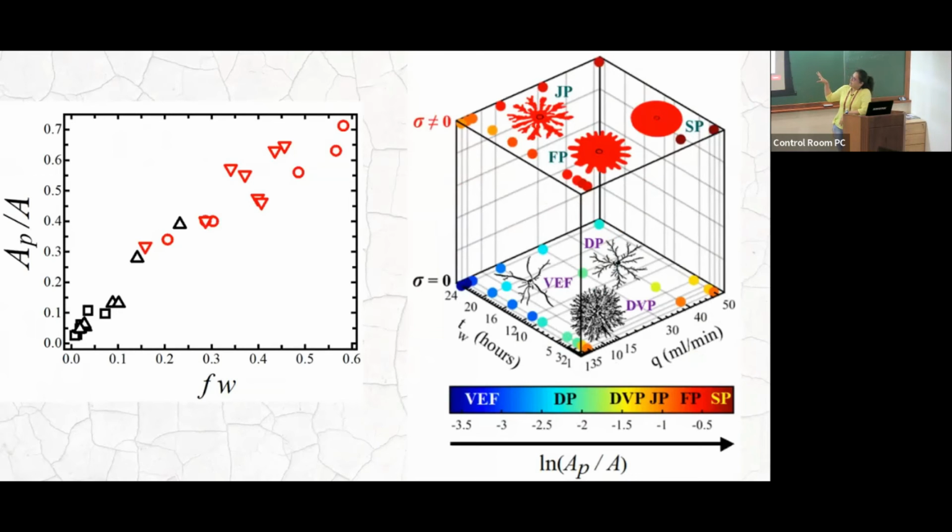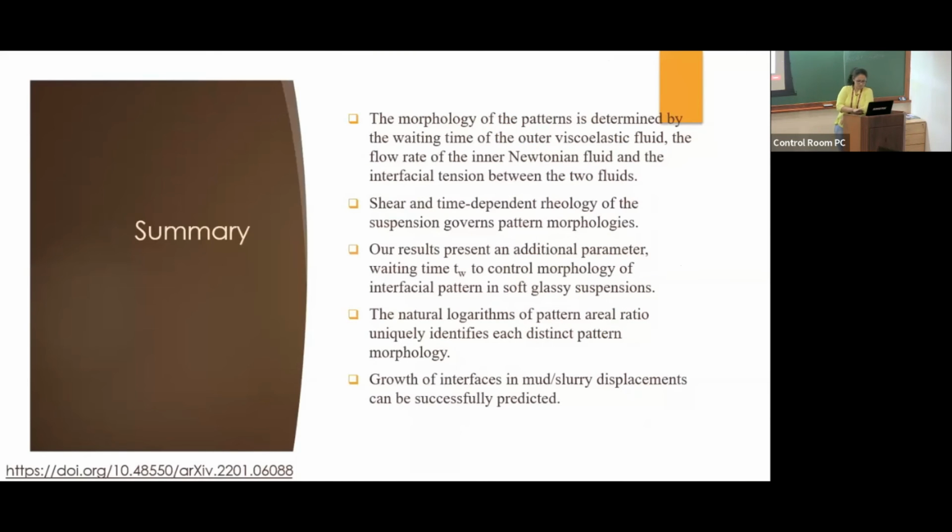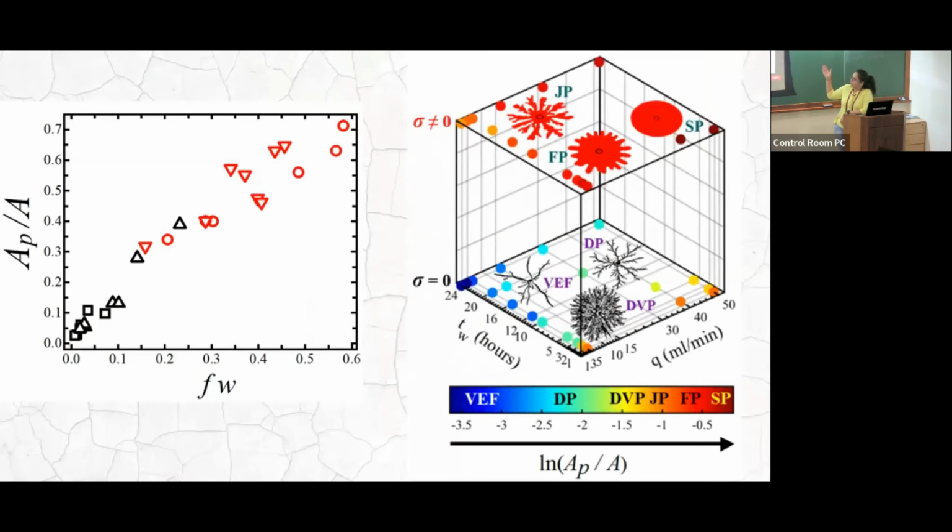So on the right-hand side, what you are seeing is a three-dimensional phase diagram spanned over the three control parameters which we have played around with: the flow rate, the waiting time, and of course the interfacial tension. The different colors are basically the different morphologies which we have observed, and this is mapped on the natural logarithm of this areal ratio.